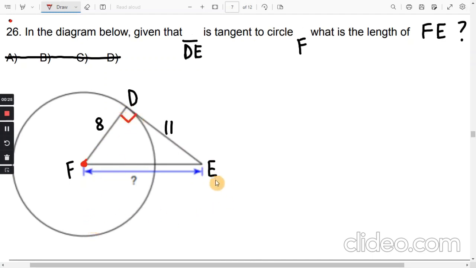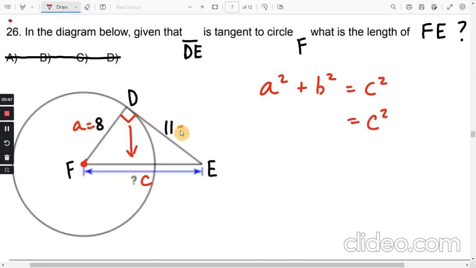Okay, so now you're just using a squared plus b squared equals c squared because we have a right triangle. All right, so across from the right angle is always going to be c, the hypotenuse. So I'll just leave it as c, or c squared. A and b, it doesn't matter, so I'm going to let a equal 8 and I'll let b equal 11. A squared is going to be 8 squared. B squared is going to be 11 squared.